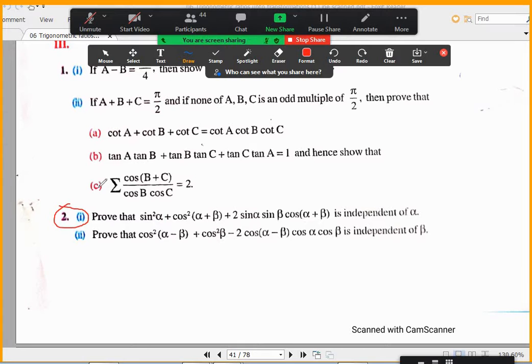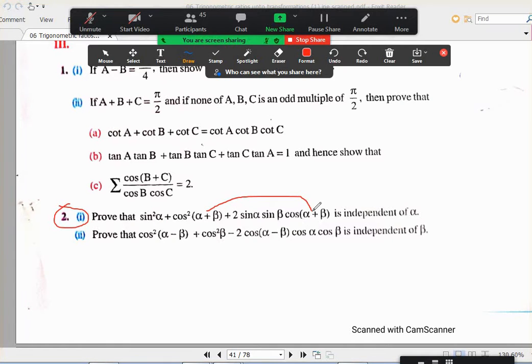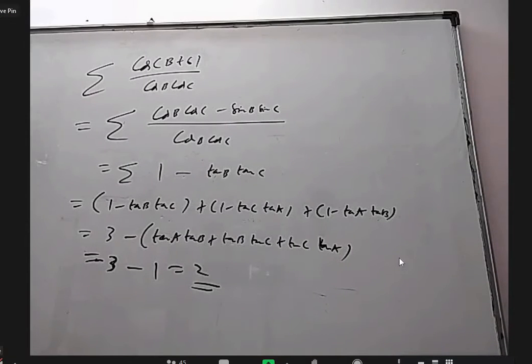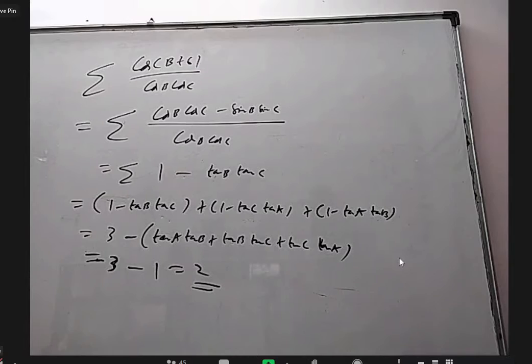Okay, second one, first one, anybody doubt? Both first and second are somewhat similar. From these two, you can take cos(alpha plus beta) common. We'll see what happens. Okay, this C bit, if somebody wants to copy, have they completed? Completed, sir. Okay.